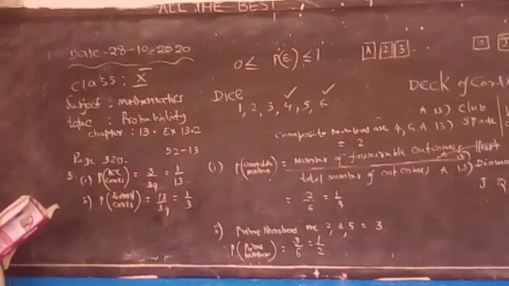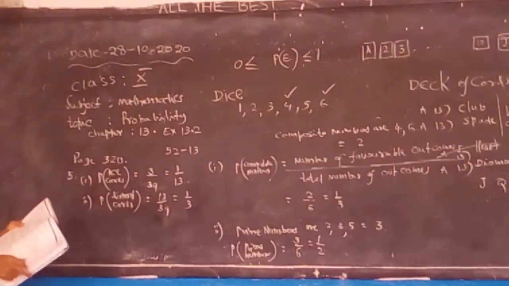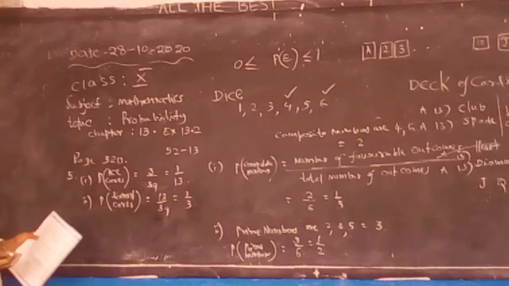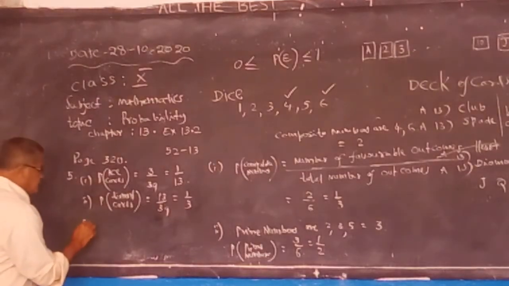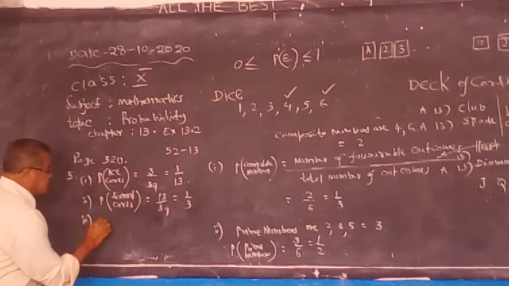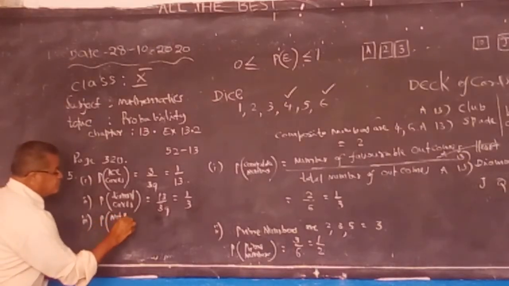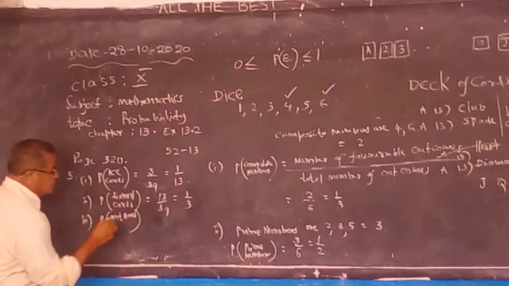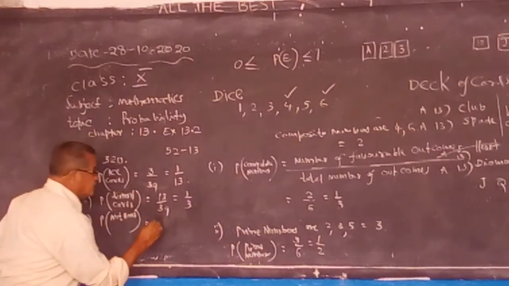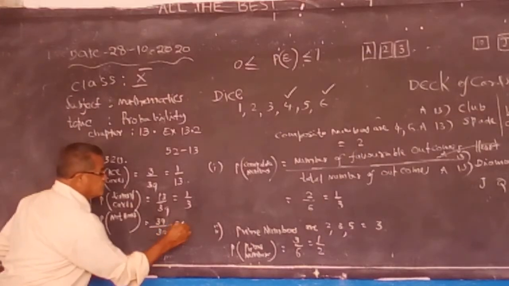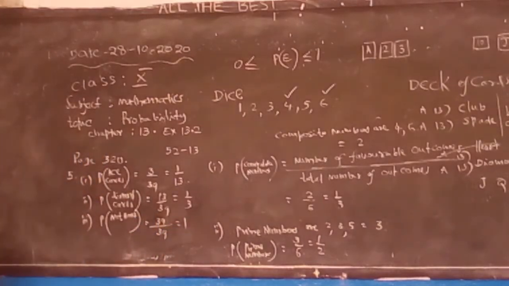Okay, next, the third question: getting a card that is not a heart. Getting a card that is not a heart. How many cards are there? Probability of not heart. Not heart means how many cards are there? 39. The total number is 39. So this is one, the answer. Not heart means we can get any one.